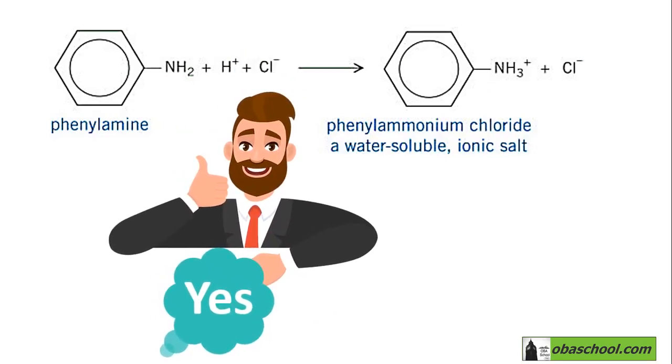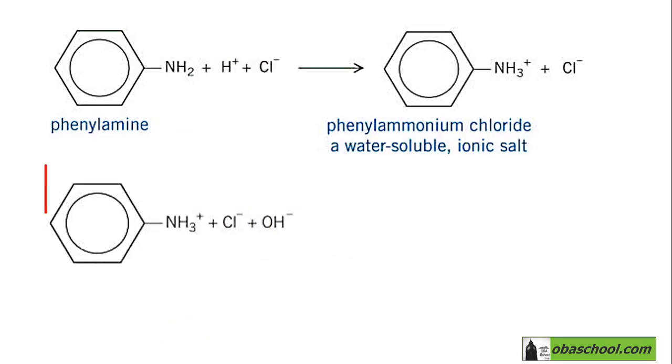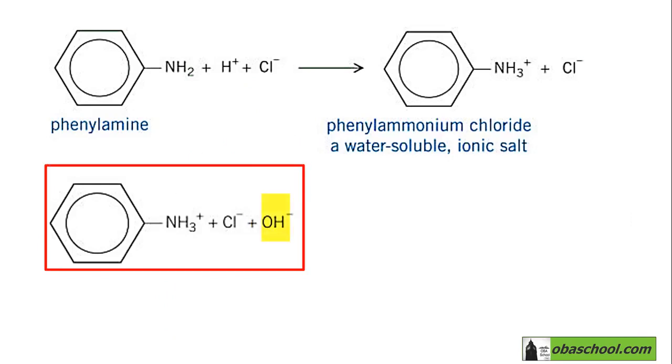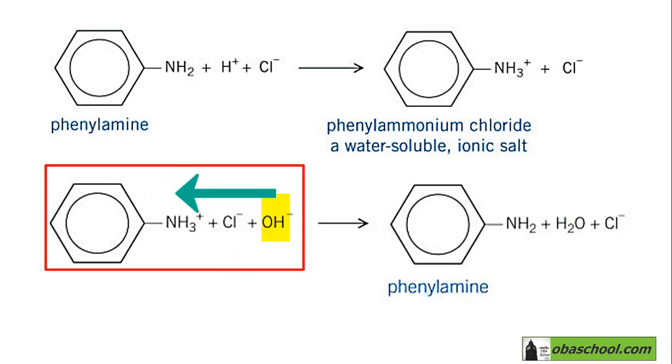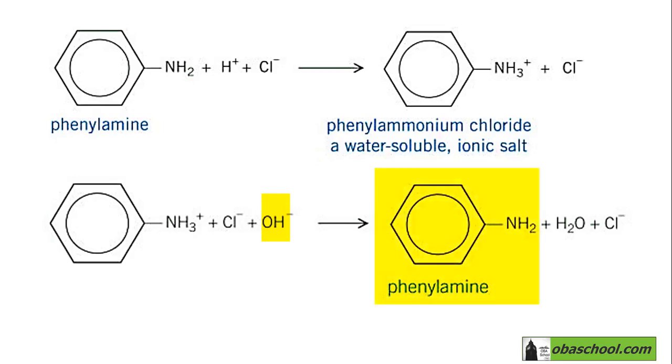If you put this salt again with an excess amount of a base like HO-, the base will take back the gained proton and it will return the phenylamine primary amine back as it was.